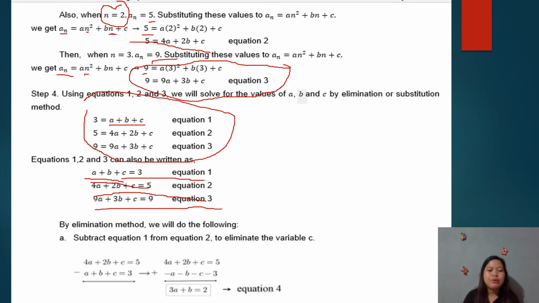Now first, we will use the elimination method. We subtract equation 1 from equation 2 to eliminate the variable c. We first need to eliminate the variable c.